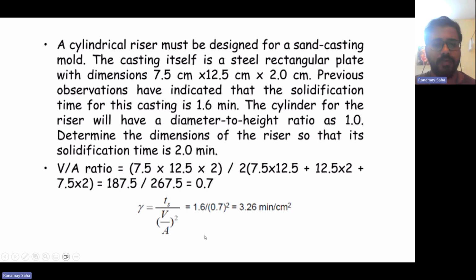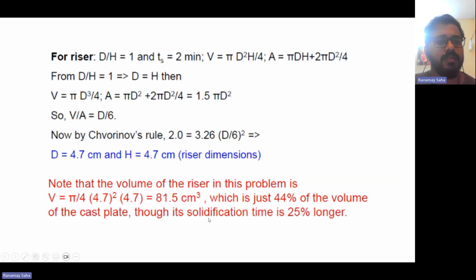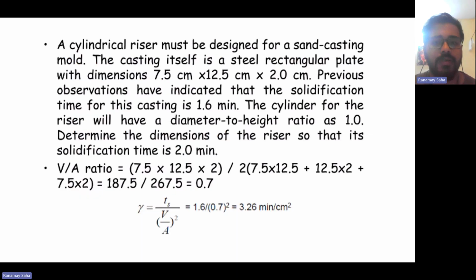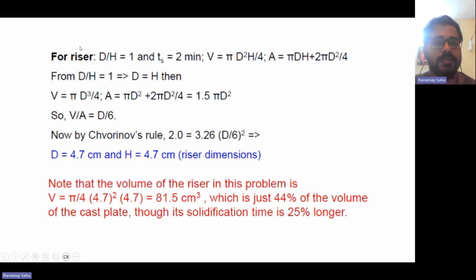So this is how you find out the mold constant. Then, moving ahead, you are given that for the riser, the D to H ratio is 1. The D to H ratio of 1 means the height and diameter are equal, and this is the optimal case as we discussed. And then TS, the new time for solidification, is actually 2 minutes, right?